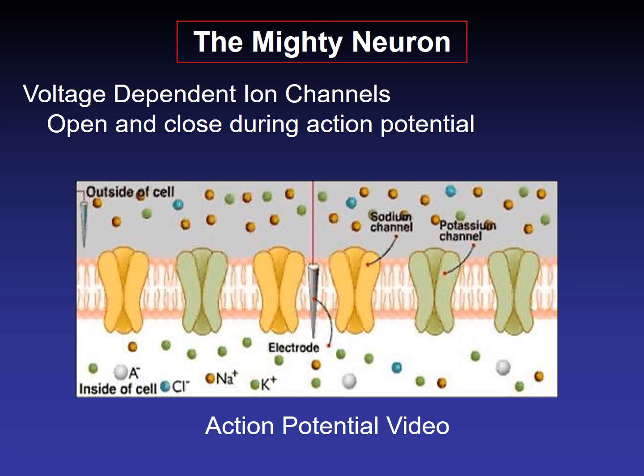Well, the rising phase of the action potential is due to the opening of these sodium channels, colored yellow in this video. And the falling phase of the action potential is due to the opening of potassium channels. So here we see an electrode with a glass pipette inserted into the neuron, and the video doesn't really show this, but you're to imagine that there's an oscilloscope there reading about negative 65 millivolts.